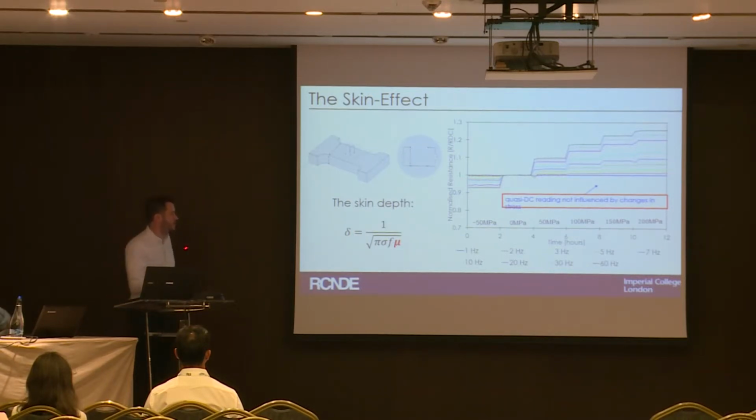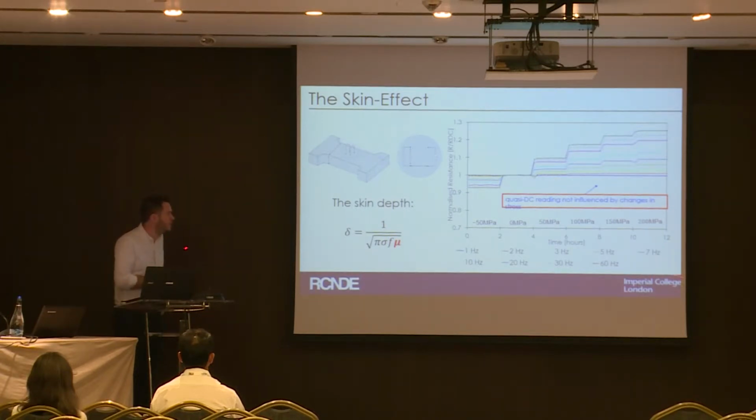Hopefully you can make out the colors, but at the highest frequency here, at 60 Hertz, we have very considerable step changes every time we change the load. What's happening is as you change the elastic stress, you change the magnetic permeability, and therefore you get this change in the skin effect. Clearly, if you're trying to measure the crack length at the same time, but you're having these big step changes in resistance caused by something else, it's going to undermine the measurement you're trying to do.